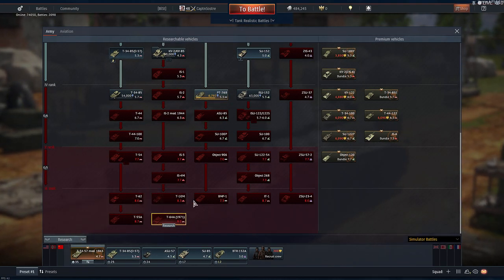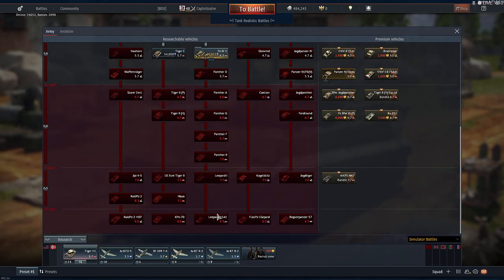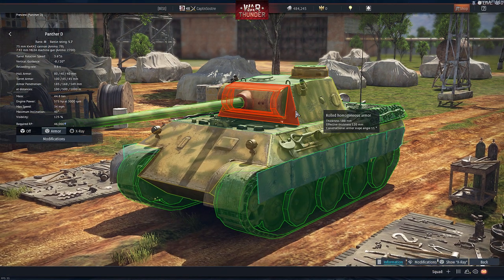So we can go back to, I'll bring that Panther back, and we'll start talking about some of the other aspects of armor. So where's that Panther? So we'll bring this Panther back.